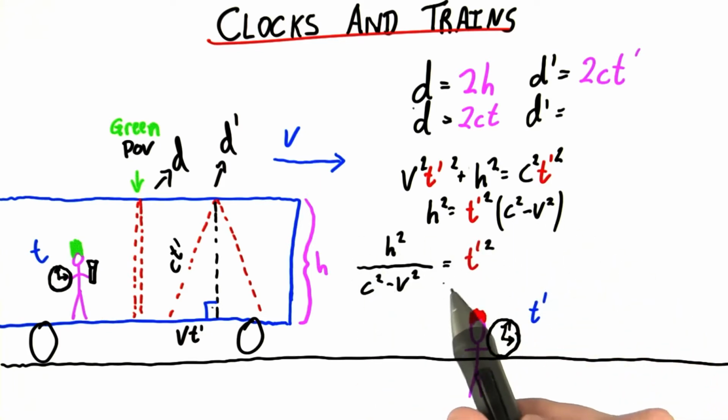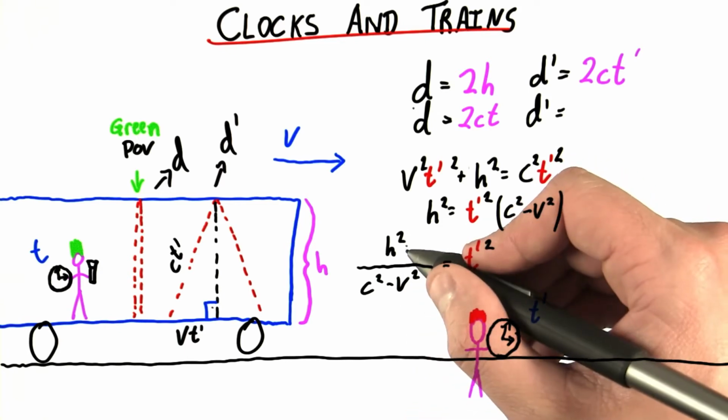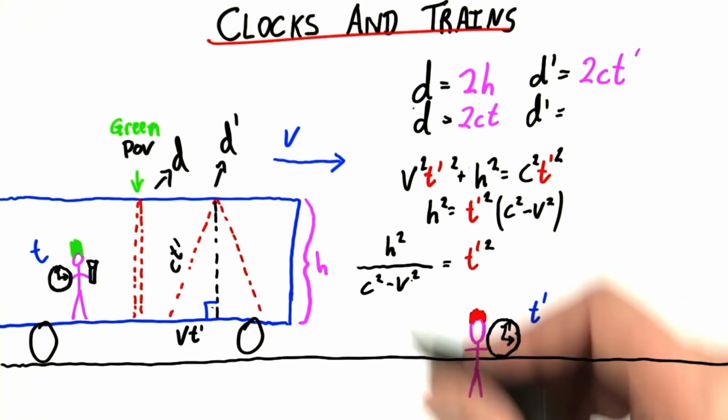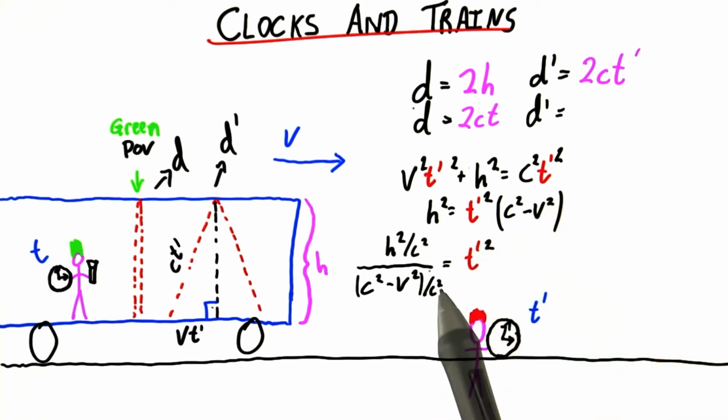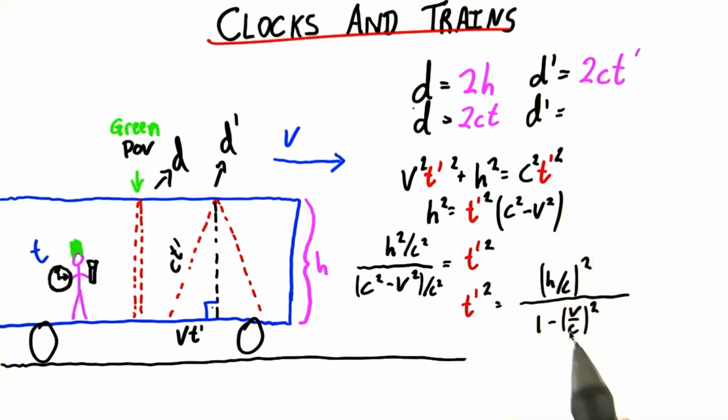My next step is a bit of a trick. What I'm going to do is divide both the numerator and the denominator on the left-hand side by c squared. And since I'm doing it to both the numerator and denominator, that's totally fine. And what I get when I do that is this. And now maybe you can start to see why I decided to divide by c squared.